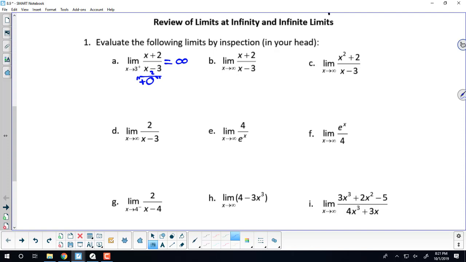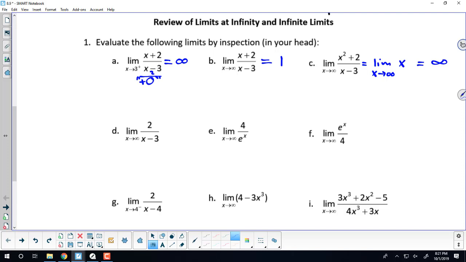Okay, part B, what's the limit as x approaches infinity of x plus 2 over x minus 3? 1, right? That's a horizontal asymptote situation. Leading term over leading term, x over x is 1. How about C? Infinity, leading term over leading term is x squared over x, which simplifies to x. Are those vaguely familiar?